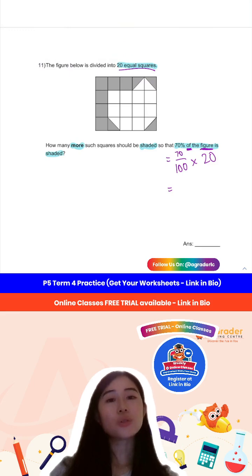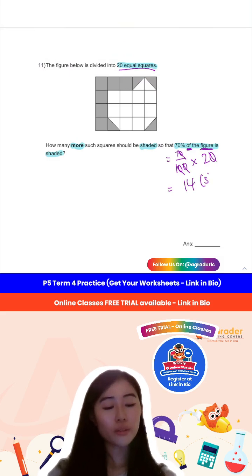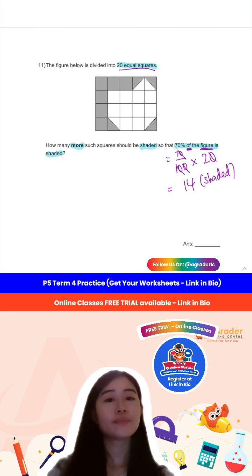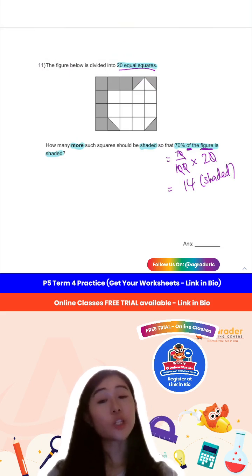Okay, so let's do cross cancellation. I will cancel the 0 top and bottom. You can also cancel the 0 diagonally like this. So 7 times 2 will be 14. So this means that in total you want 14 shaded squares. And then you can count right now how many shaded squares there are.